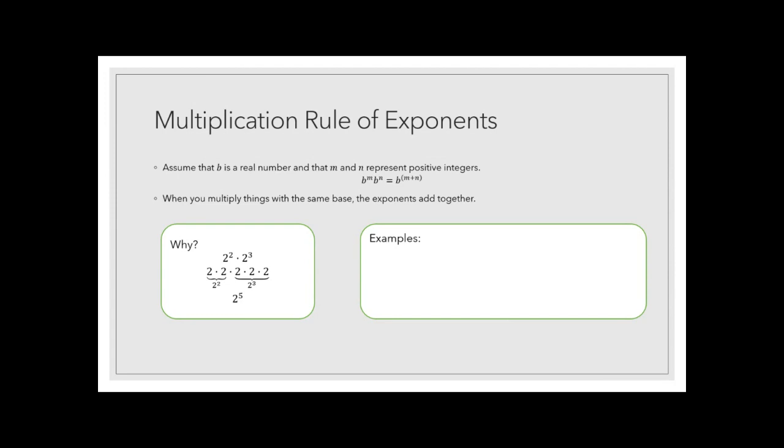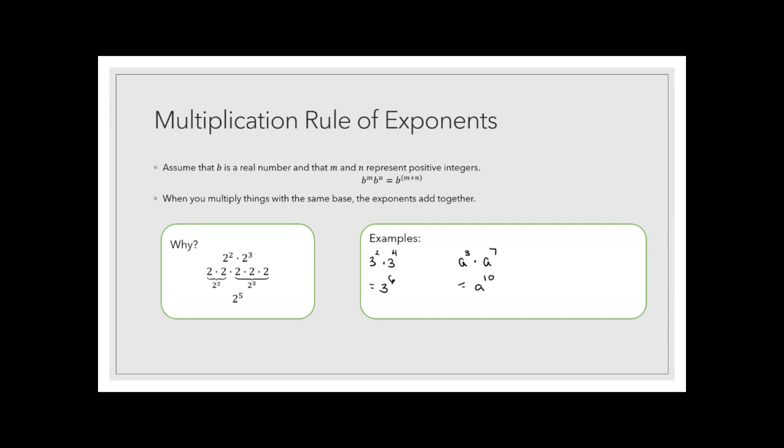So another example of this would be, let's say I have 3 squared times 3 to the 4th. You would add the exponents. That is equal to 3 to the 6th, because 2 plus 4 equals 6. It's the same thing if you have letters. So if I had a to the 3rd times a to the 7th, I add the exponents together, 3 plus 7, and that gives me a to the 10. So you add the exponents.